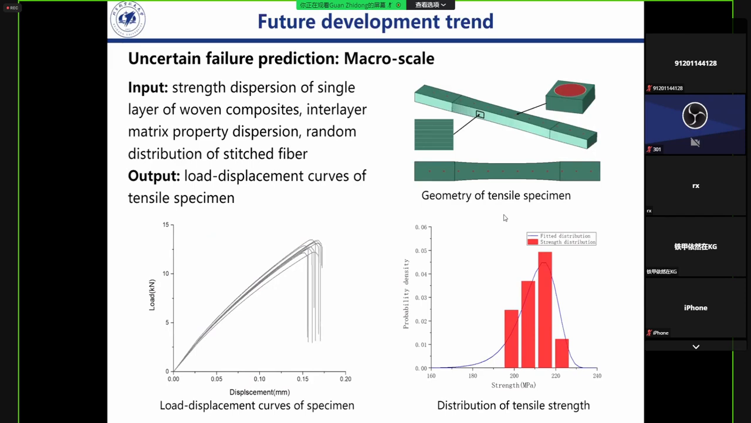At macroscale, the effects of single layer property dispersion, interlayer matrix property dispersion, and the random arrangement of the stitch fiber are considered. A finite element model considering the stitch fiber is established. The strength of a tension specimen can be obtained by considering single layer failure and interface failure under specific load. The load displacement curve containing the dispersion is obtained through a large number of simulations, as shown in the lower left figure. The strength distribution is shown in the lower right figure. The prediction of the dispersion of composite property is achieved by multi-scale simulation.